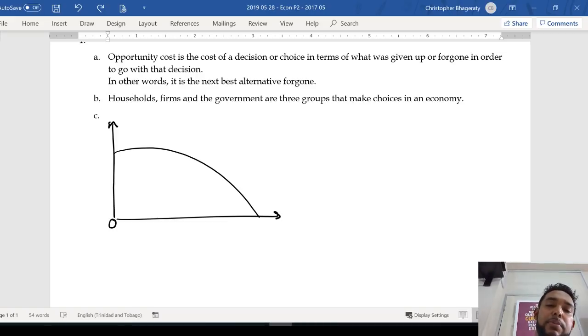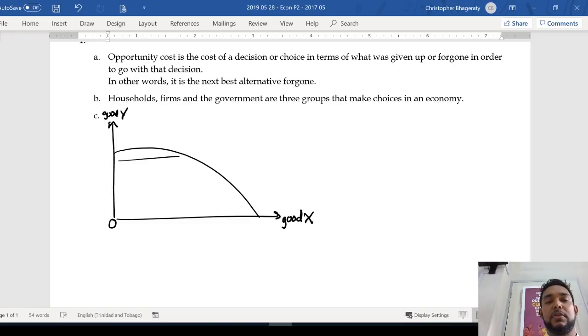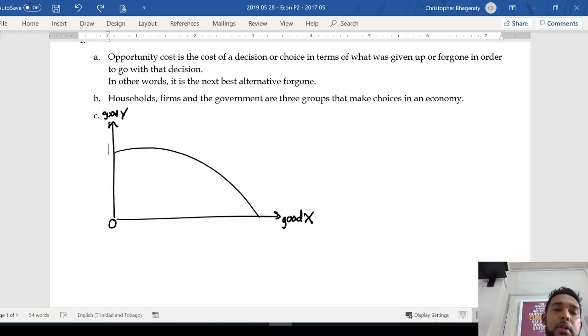All right, cool. So we're going to put good X on this one, just because it's the X-axis, and on this one we put good Y because it's the Y-axis. All right. So what happens here now? To show opportunity cost, remember, opportunity cost is the cost of a choice in terms of what was given up to choose it. So it implies you have a choice to make. You can either do something at one point or something at another point. So if we choose, for example, let's say you have point A on your production possibility frontier, and let's say you have point B.